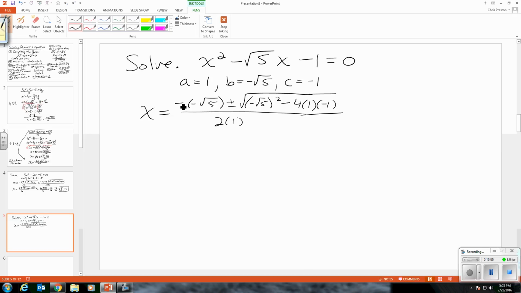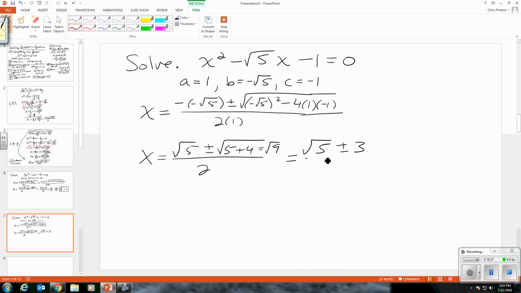And I'm going to make this look a little better, so x equals square root of 5, negative negative, positive, 2 plus or minus square root of 5 squared. So negative times negative is going to be a positive. Square root of 5 squared is 5. Negative 4 times 1 times negative 1. Negative times negative, it's going to be positive 4. Square root of 9, which is 3. So this is the square root of 5 plus or minus 3 over 2.